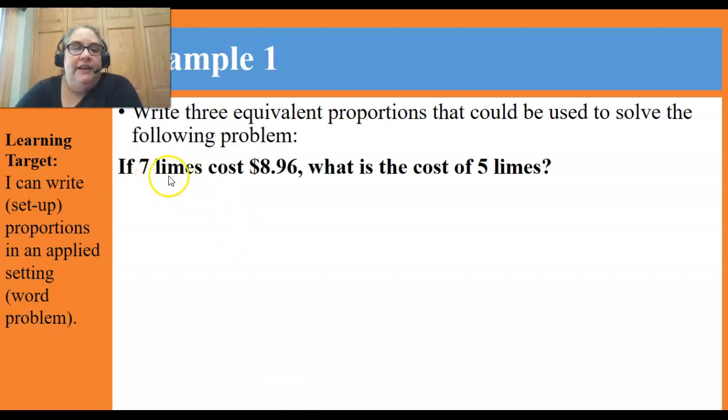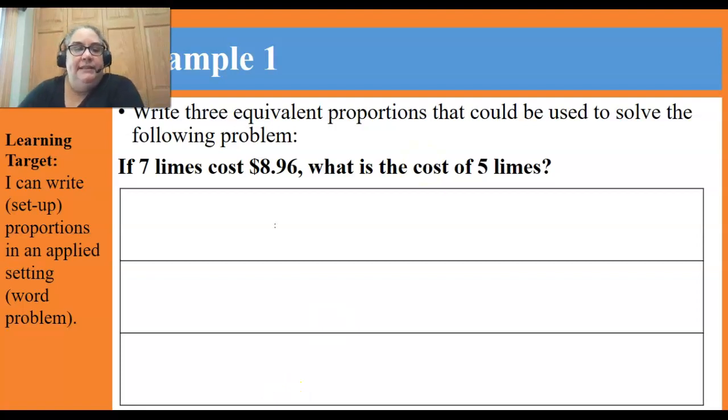So the question is, if 7 limes cost $8.96, what is the cost of 5 limes? Now, basically what we're looking at here is we have the number of limes compared to a cost. So that might be one way that we can set this up. We also have our original situation of 7 limes costing $8.96. And we have this new situation where we have to take a look at 5 limes and what that cost could be.